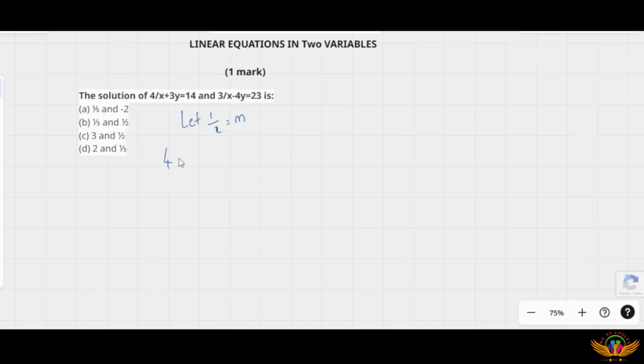So 4 into 1 by x is actually 4 by x, right? So the equation is like this. And here also it is 3 into 1 by x minus 4y is equal to 23. So 4 into 1 by x, where we are assuming 1 by x as m, is 4m plus 3y equal to 14. And here we get 3m minus 4y is equal to 23.